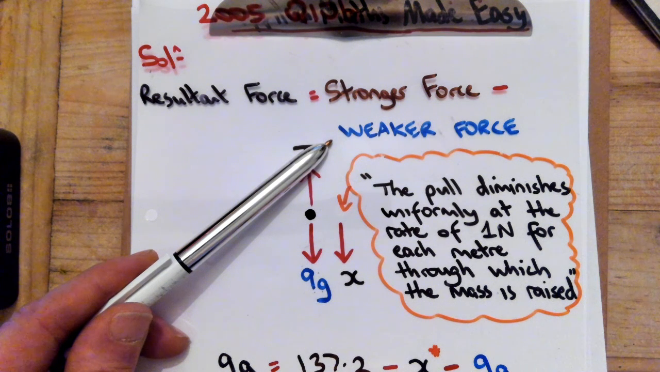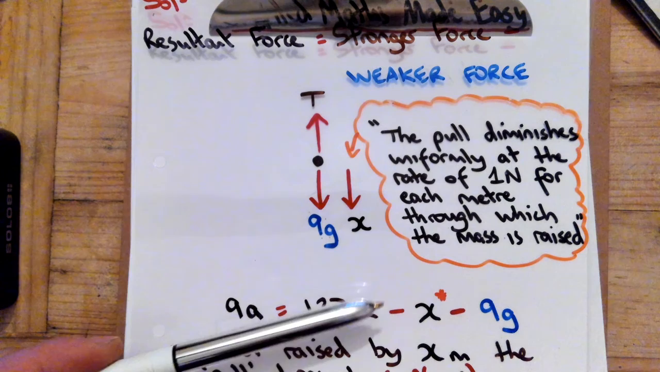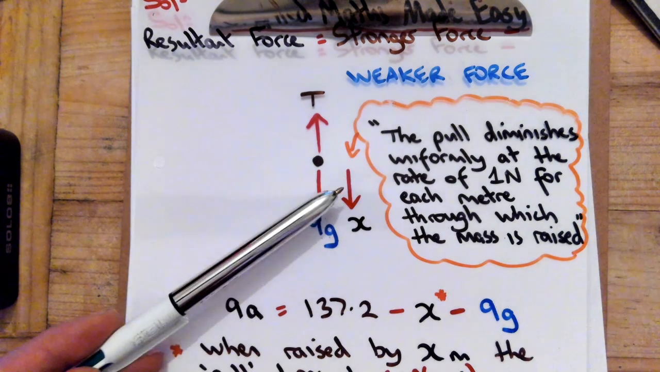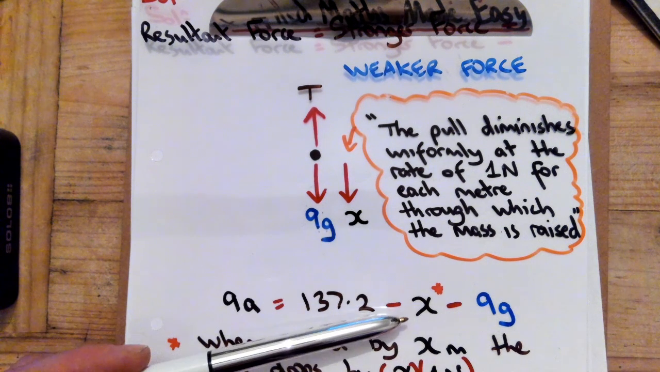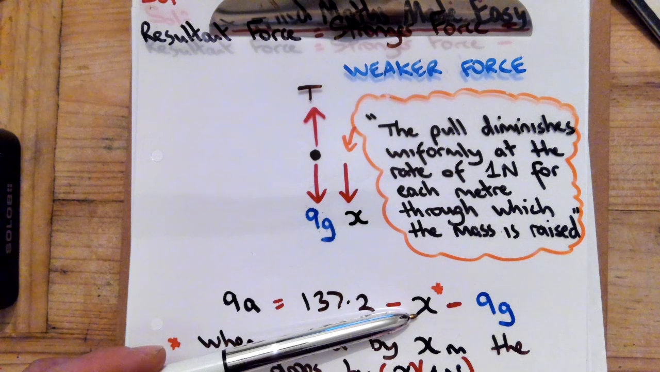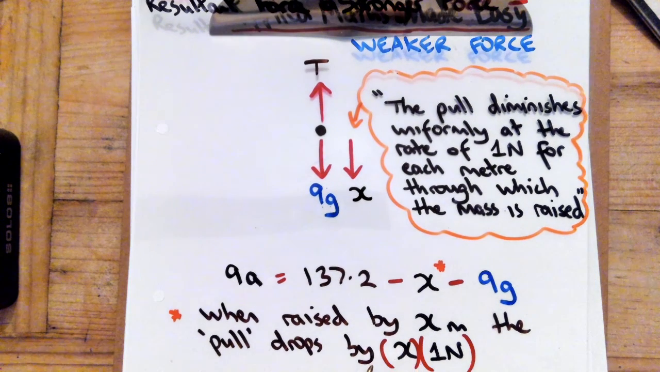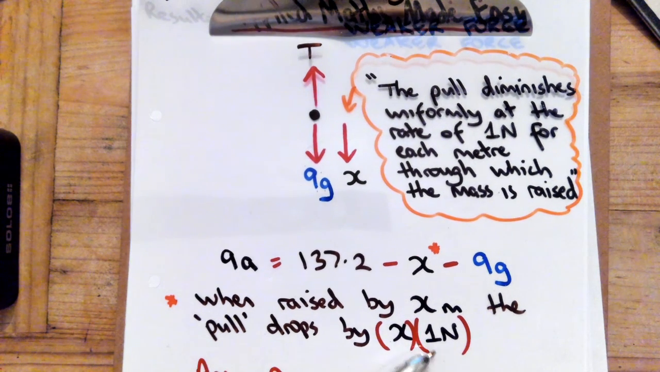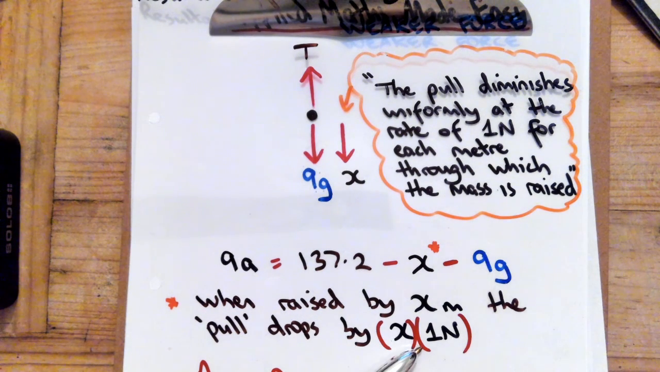So stronger force, look, you have your 137.2, and what's been taken away from it? Since it's 1 Newton for every meter, I'm taking away your x and I'm taking away the 9g. If you look at that, it's not as bad as you think. When raised by x meters, the pull drops by x times 1 Newton. So when it was raised by 10 meters, you get the idea, right?